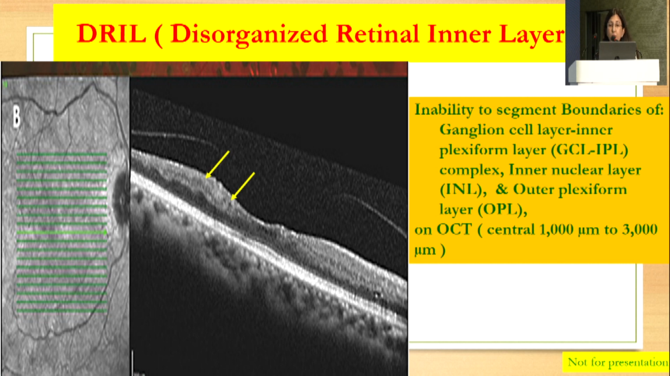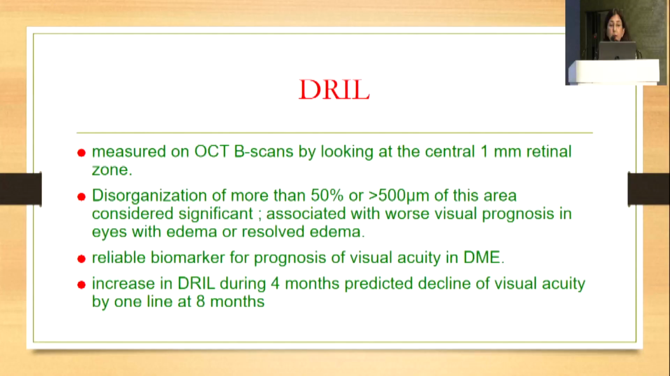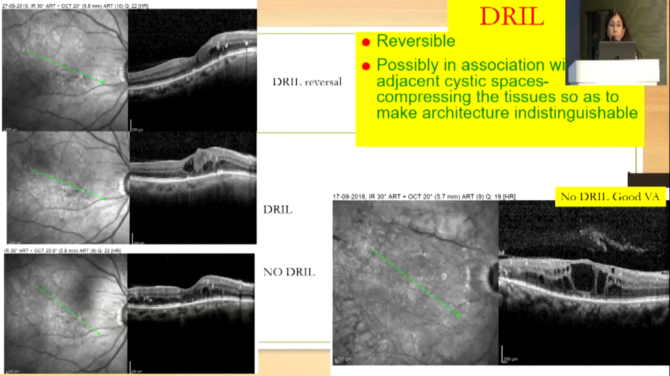Mentioning again DRIL here, the disorganization of the inner retinal layers. Presence of that in the center 1 millimeter, that is 1000 microns, and disorganization of more than 50% indicates a worse visual prognosis. But in the early stages, DRIL could be reversible, and in this case, DRIL is here mostly because of the pressure effect of an adjacent cystic space. So that's why early resolution and treatment of edema is very important, so that DRIL does not become chronic.